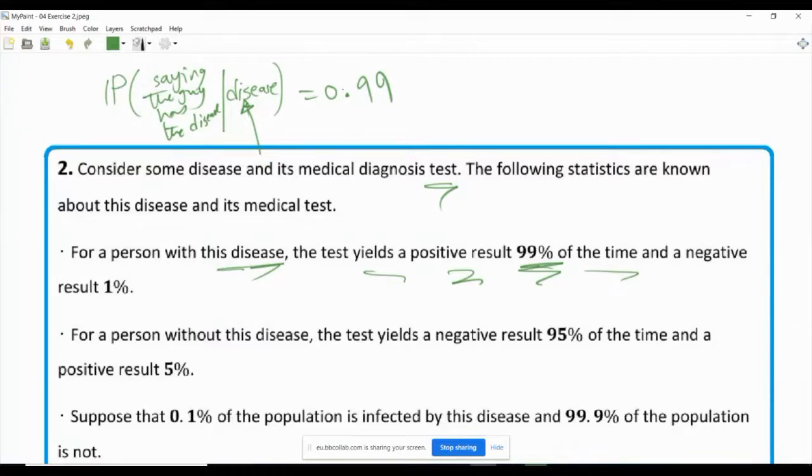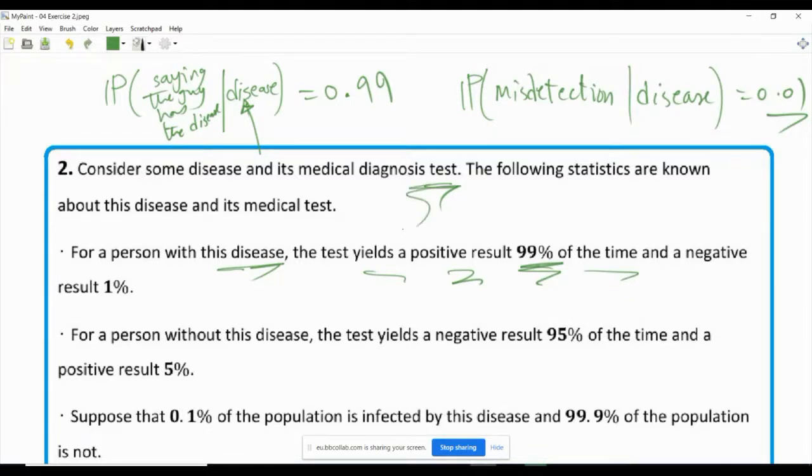Yes, so there is a probability 0.01 that the test will fail to detect the presence of the virus. Okay, and so the probability of misdetection, given that there is the disease or the virus or whatever, is 0.01. So this is the first number that we know about this test.